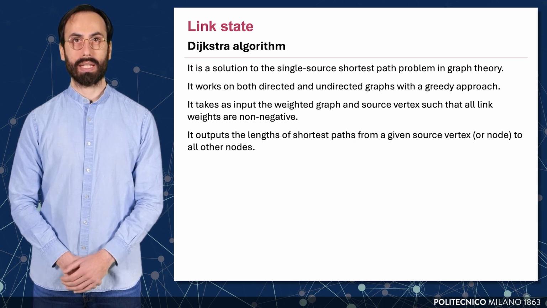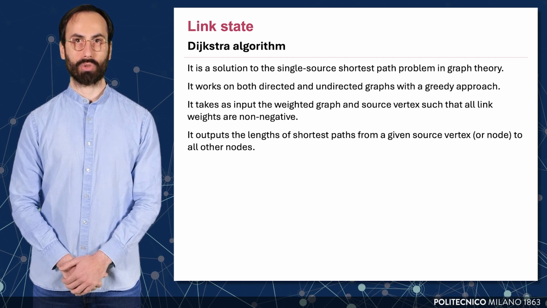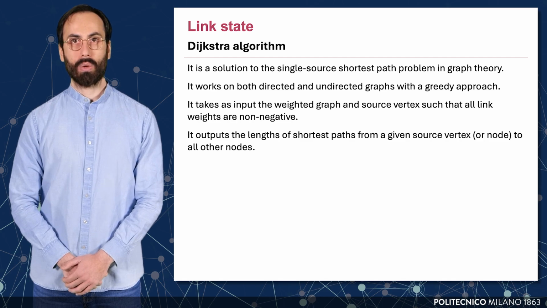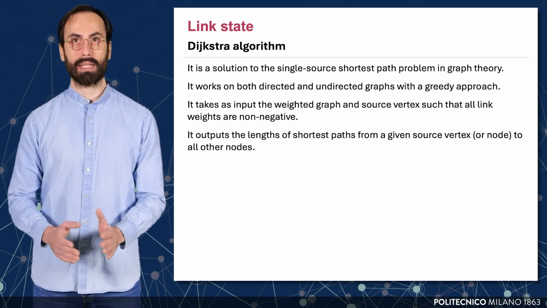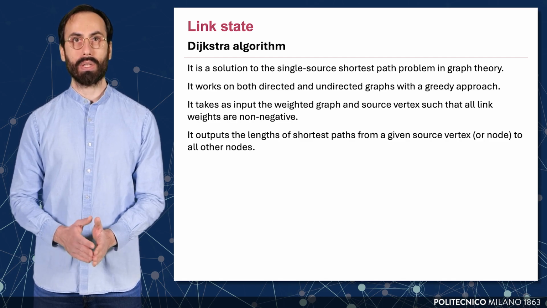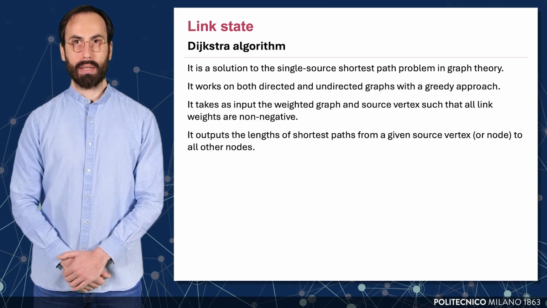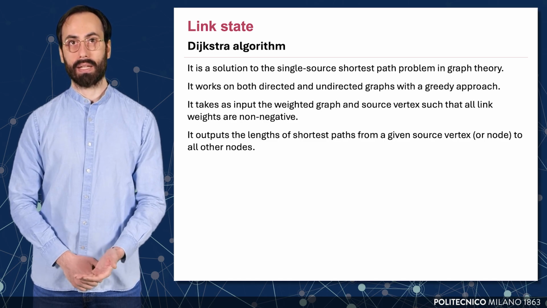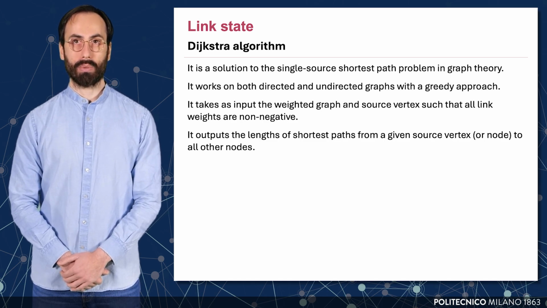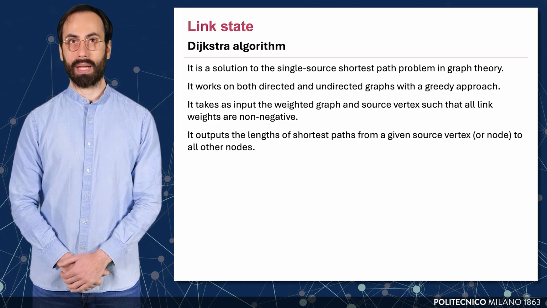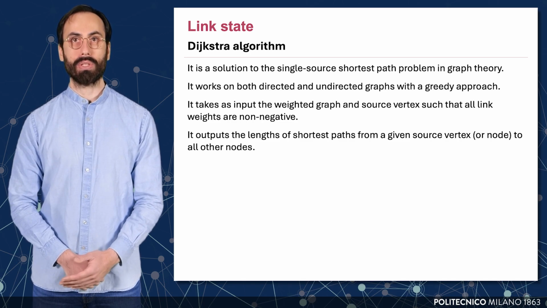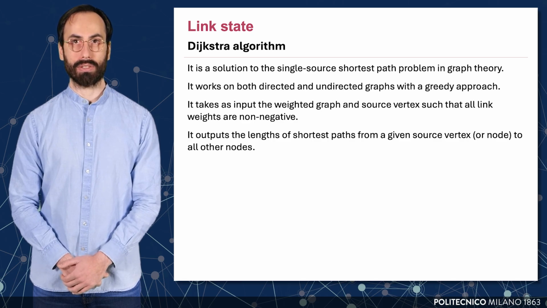It assumes that all link weights are non-negative, which is true for most network metrics like delay or bandwidth cost. Each router uses this algorithm on a complete map of the network, built from information flooded by other routers. The output is a table of the shortest paths from that router to all destinations. This ensures efficient and loop-free forwarding decisions in real time.